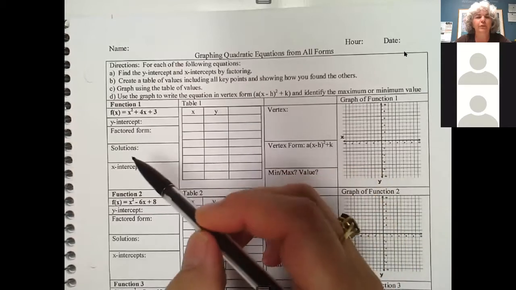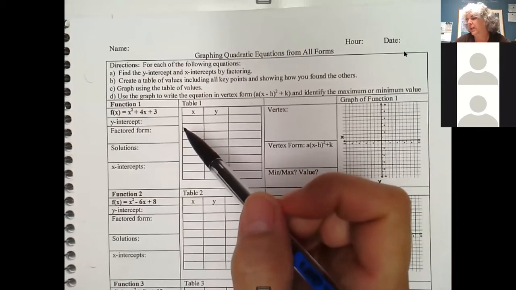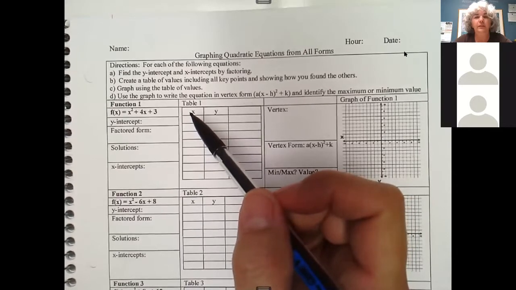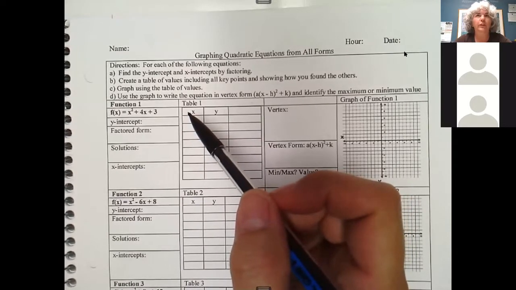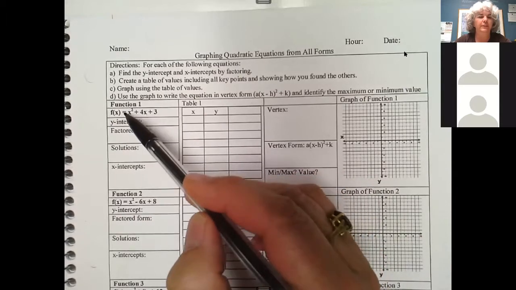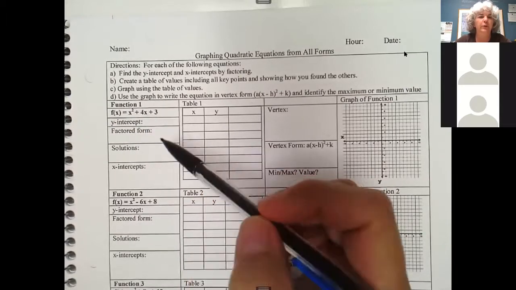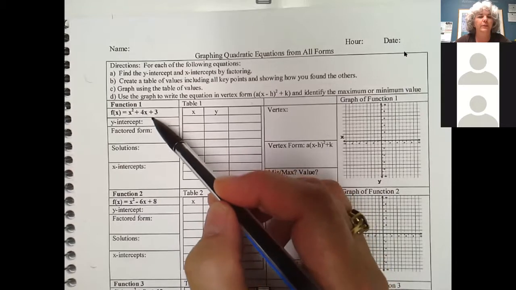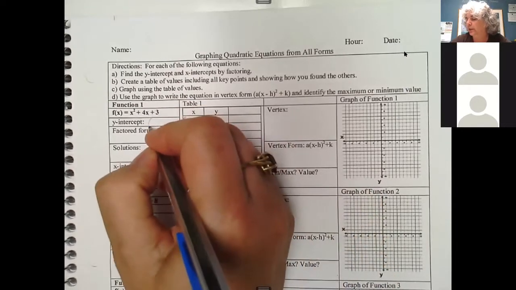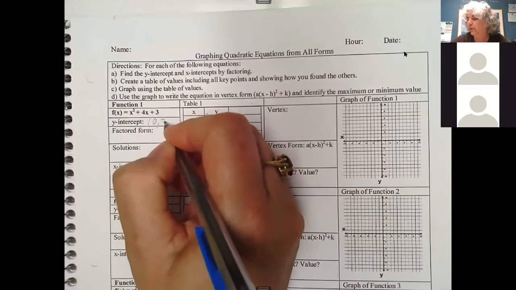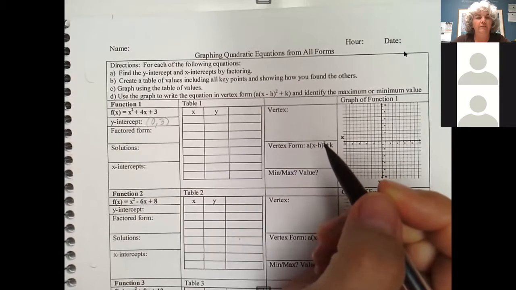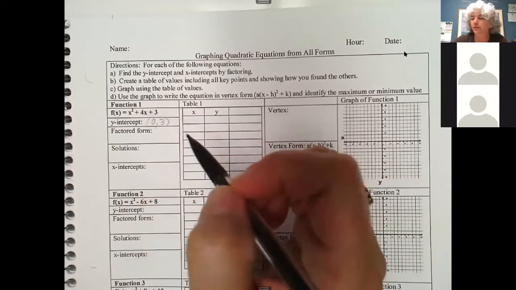All right, so the first thing is to find the y-intercept. And to find the y-intercept, there's a couple ways to think about it. You know that the y-intercept is when x is 0, so you can plug 0 in here. Or if it's in standard form, like it is in this equation, the y-intercept's always this last number here. So the y-intercept will be, in this problem, (0, 3).